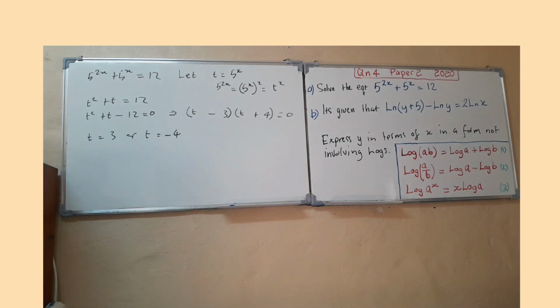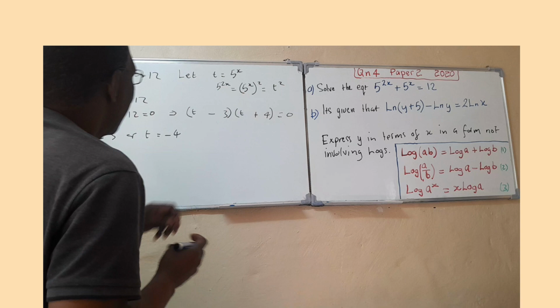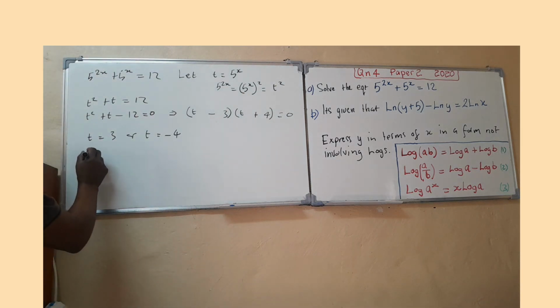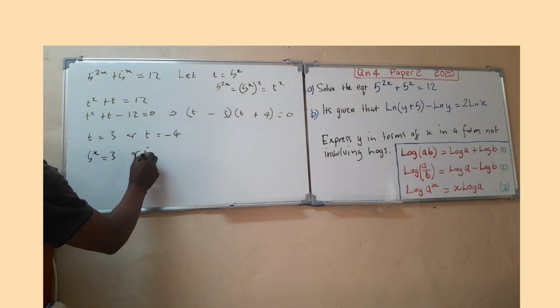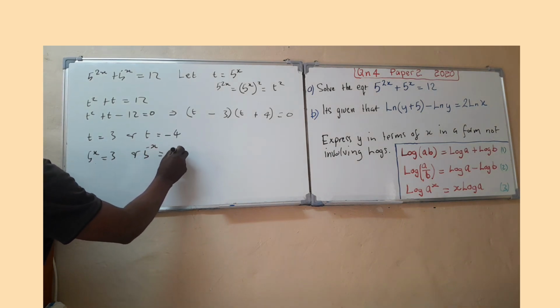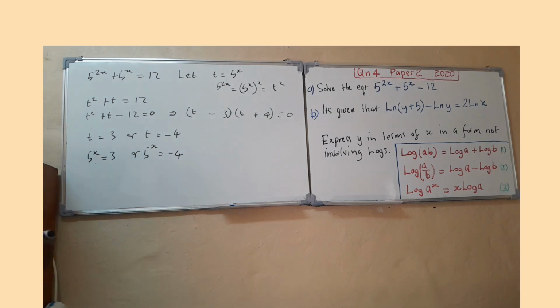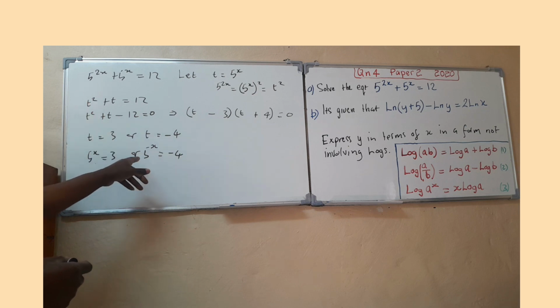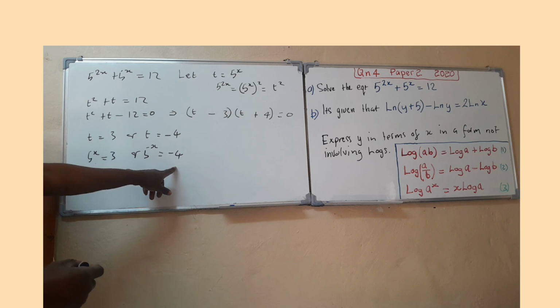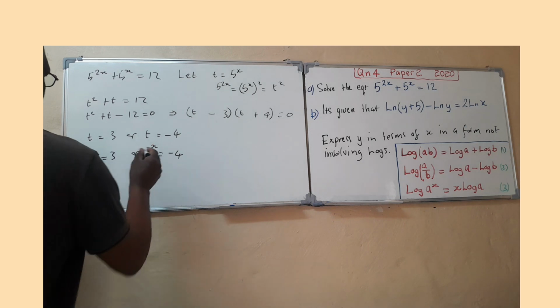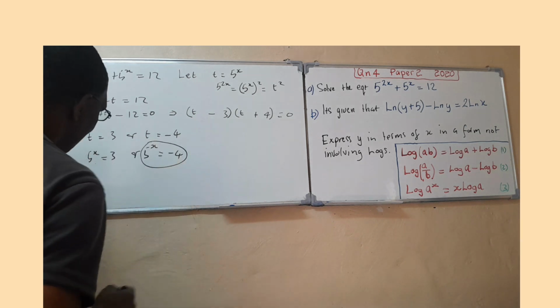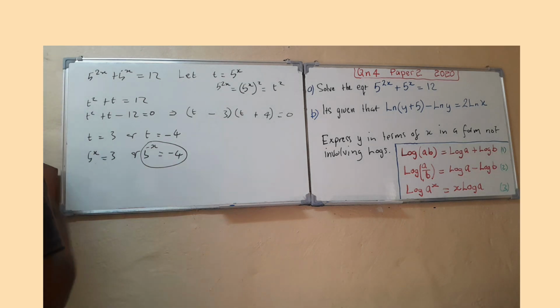But what is our t? Our t is 5 to the power x. So either 5 to the power x is equal to 3 or 5 to the power x is equal to minus 4. Now, this is impossible. There is no number x we can raise 5 to that will give us a negative 4. So we discard this solution.